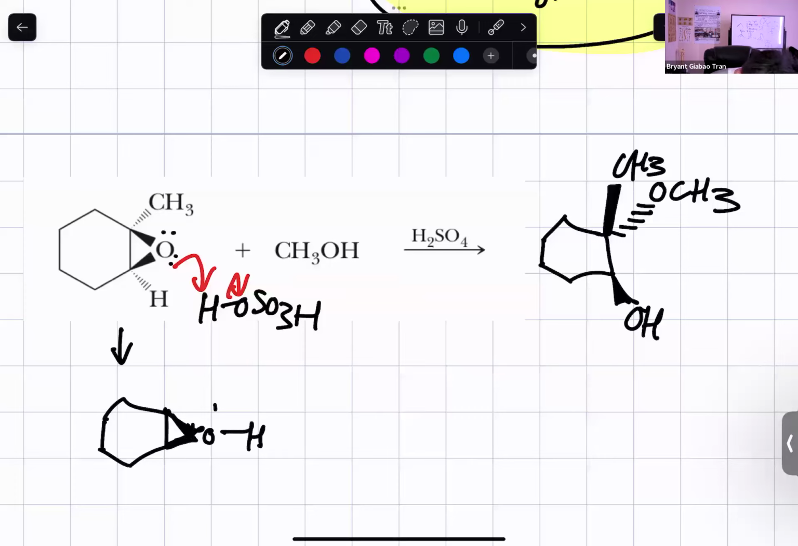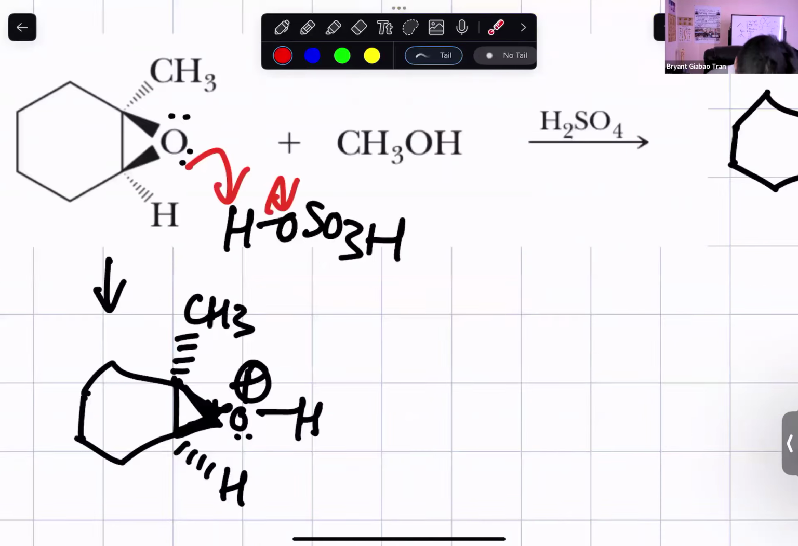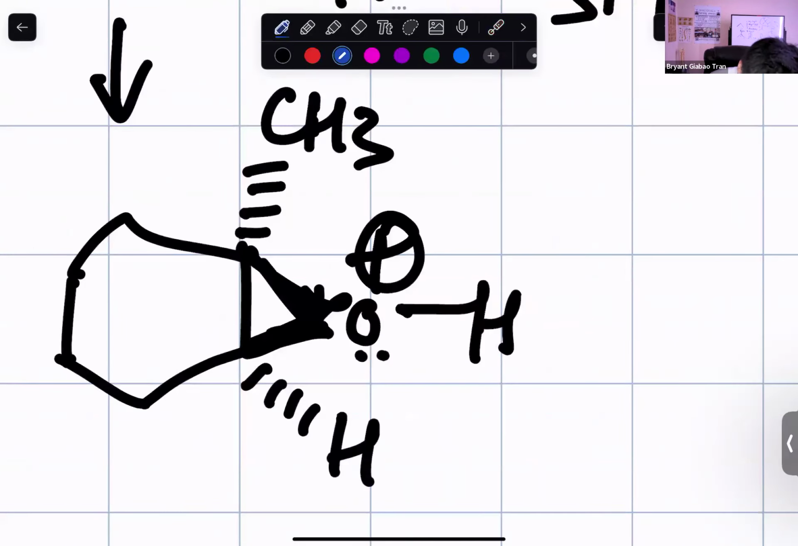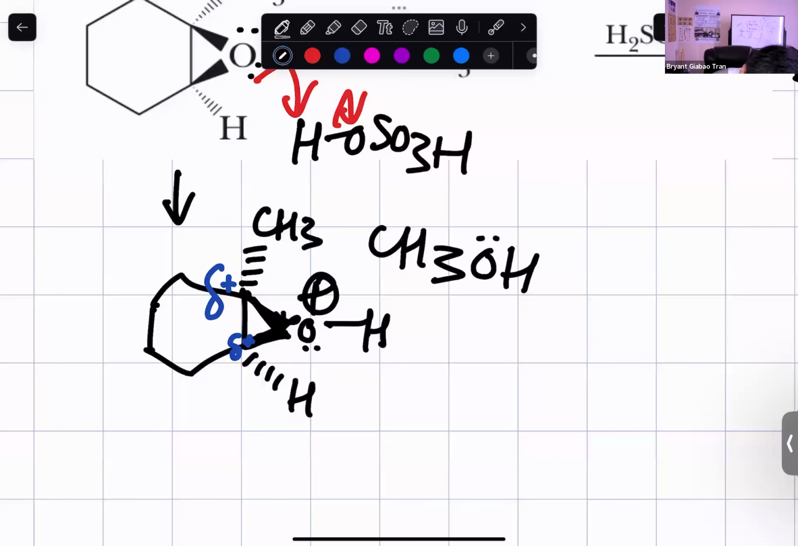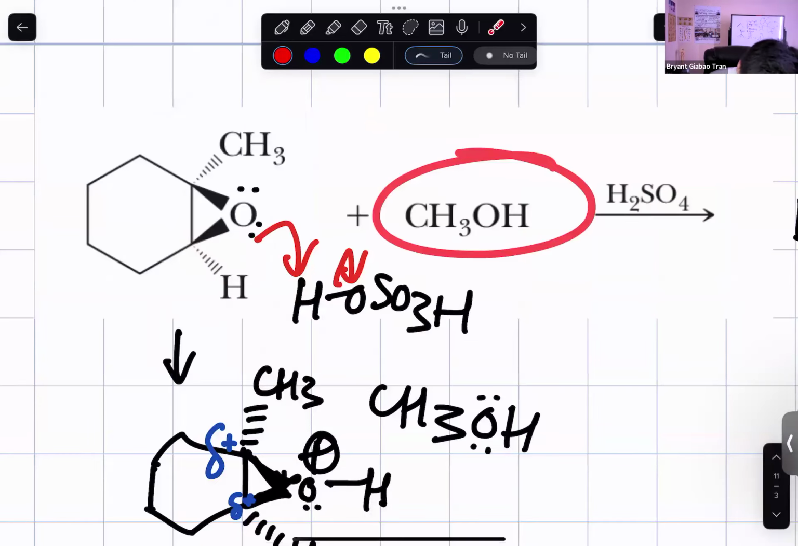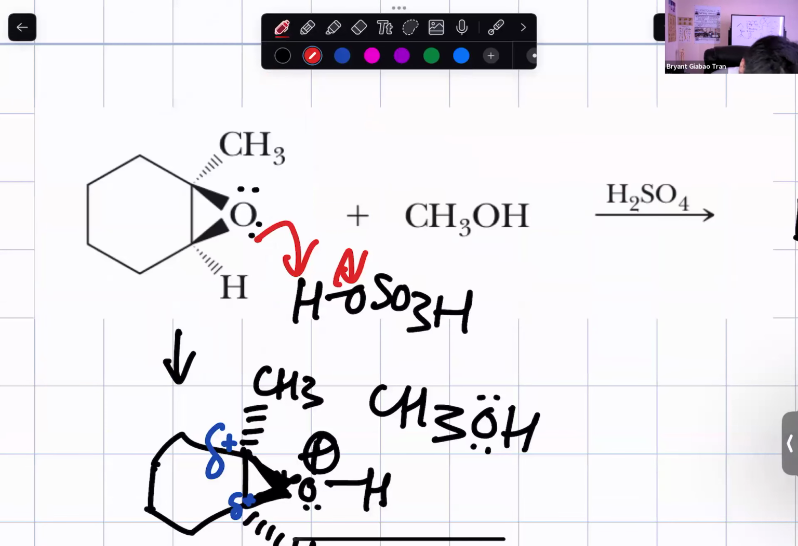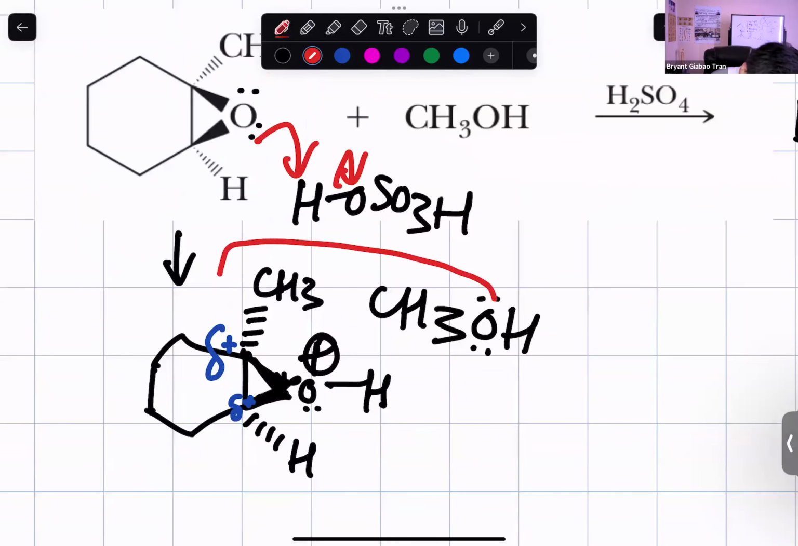Right, because it gained a bond to hydrogen. So because it has 3 bonds and a pair of electrons, it's positively charged now. And now if you think about this in an SN1-like mechanism, there is a bigger positive charge at the more substituted position, a smaller positive charge at the less substituted position. So when we bring in the nucleophile methanol, CH3OH, that we have in the reactant, that methanol is going to attack the more substituted carbon, this more substituted carbon right here, right? Because there is a bigger positive charge there.